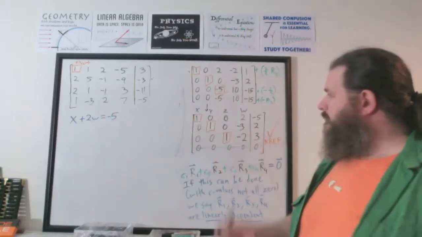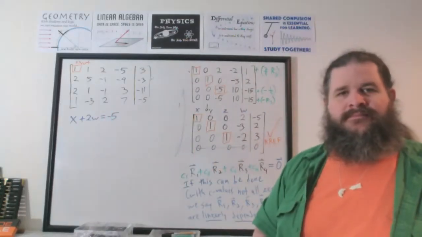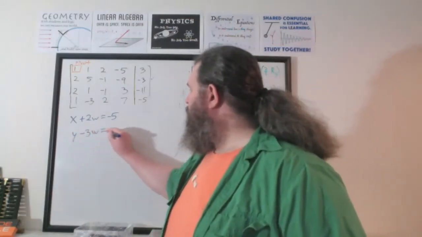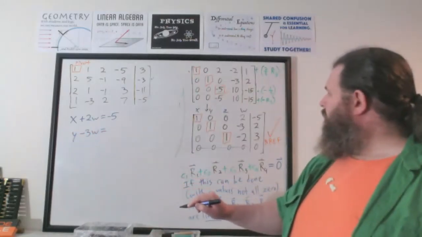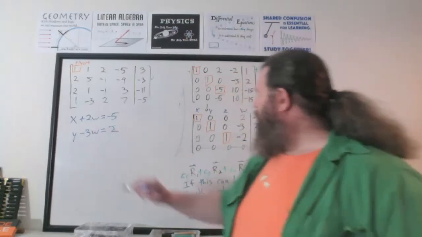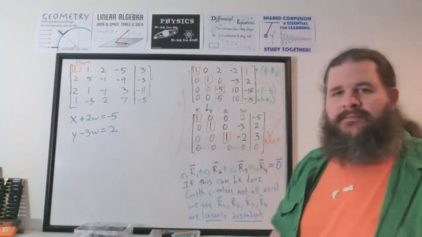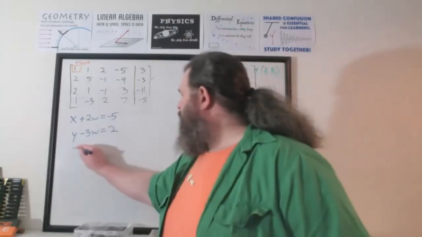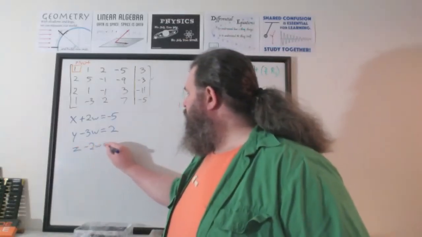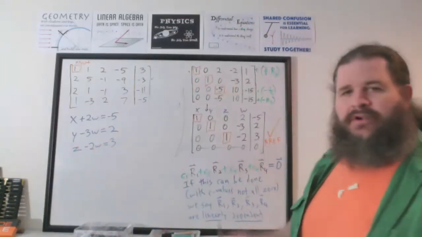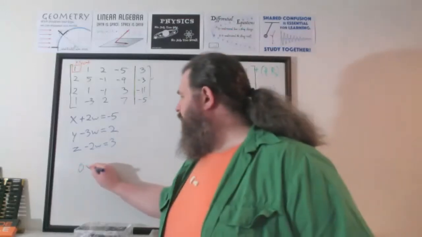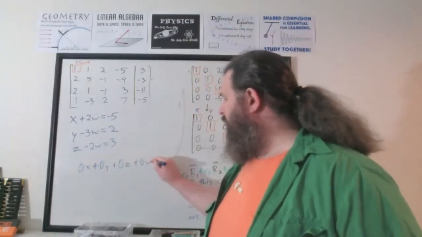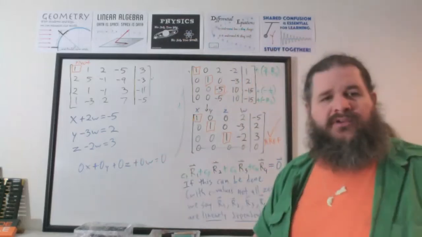And the second row? y minus 3w equals 2. Yeah, sounds good. And then the third row? z minus 2w equals 3. And then the fourth row is all zeros. So you could think of that as 0x plus 0y plus 0z plus 0w equals 0. But that's always true anyway.